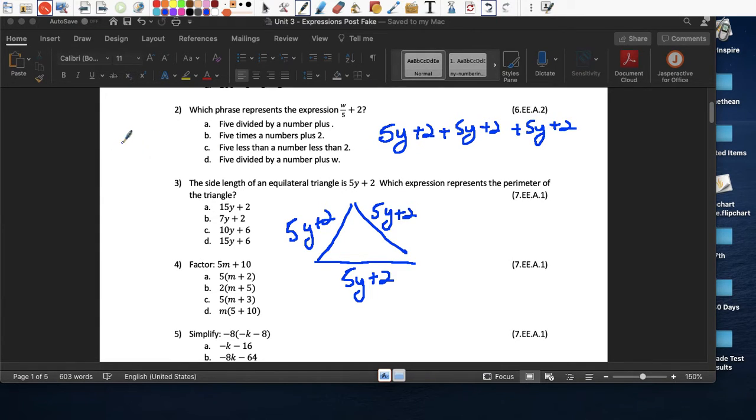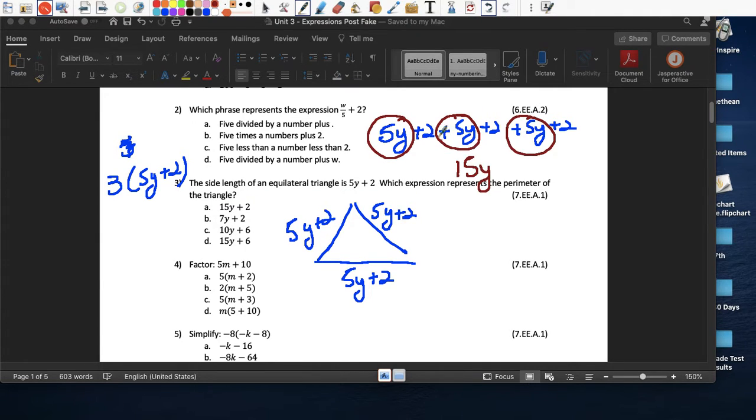Or if you wanted to do it really quick, you could have done 3 times 5y plus 2, right? Let's see if you get the same answer. So 5y plus 5y plus 5y, we add the like terms, right? And that's 15y. And 2 plus 2 plus 2 is 6. So if you did it this way, you can use the distributive property. 3 times 5 is 15y, and then plus 3 times 2 is 6. So either way, you get 15y plus 6, and the answer is letter D.